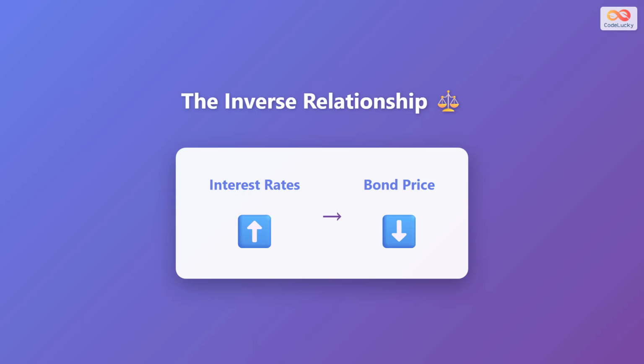Here's the core concept. Bond prices and interest rates move in opposite directions. When interest rates in the market go up, bond prices go down. Conversely, when interest rates fall, bond prices rise. This inverse relationship is always at work in the bond market, and understanding it helps investors make better decisions about buying and selling bonds.